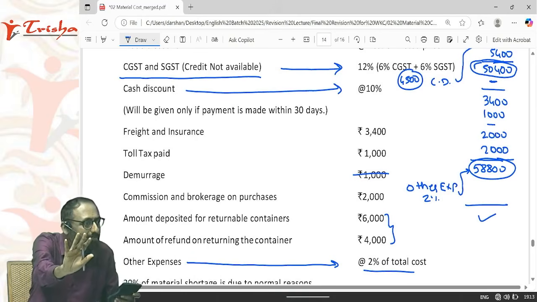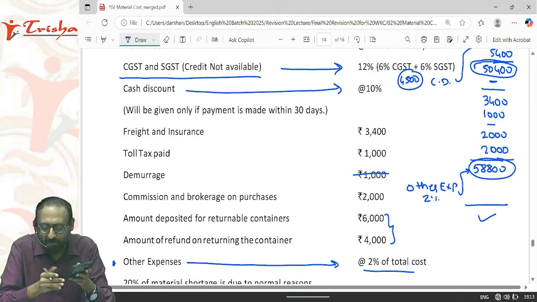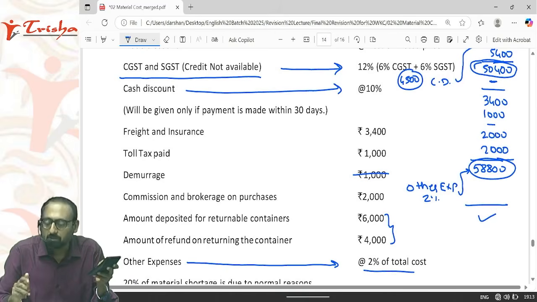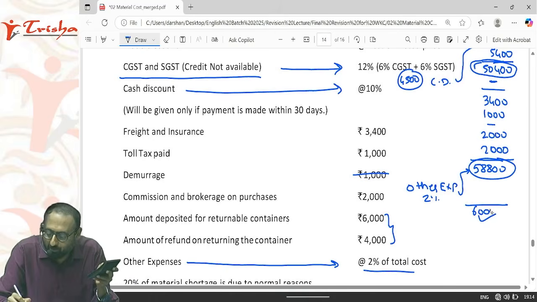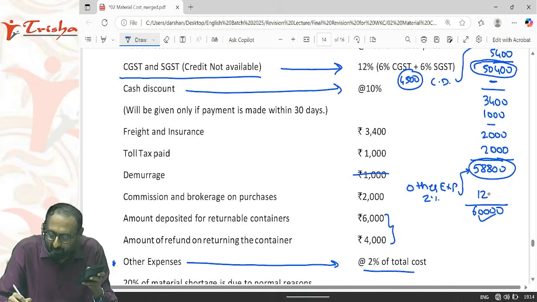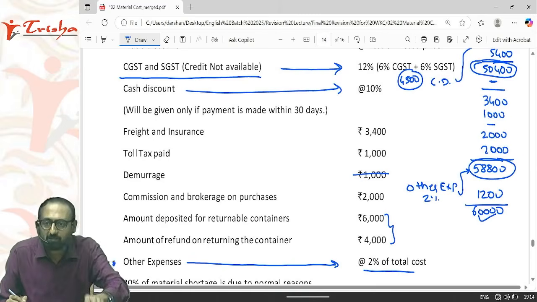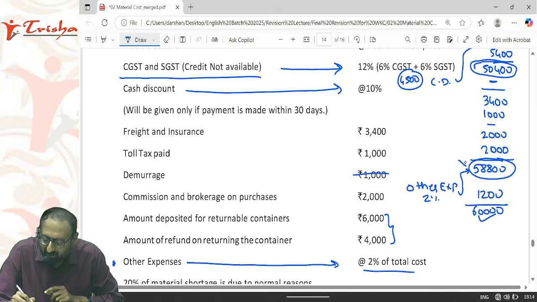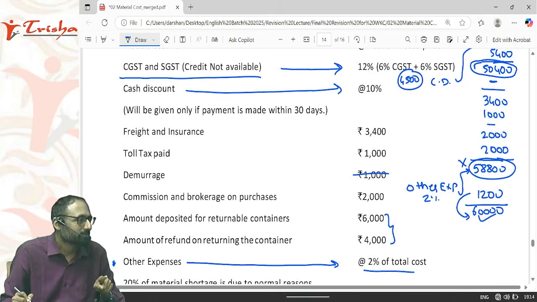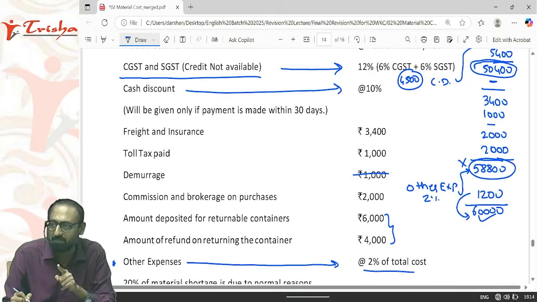Yes or no? So, sir, what calculation is required? Calculate 58,800 divided by 98%. So 60,000 will be your total cost, correct guys? Into 2%, Sarji, your answer will be 1200. So remember, sir, other expenses are 2% of total cost. 58,800 is not the total cost. After adding other expenses, 60,000 will be your total cost, Sarji. Remember this, don't make a mistake in examination.